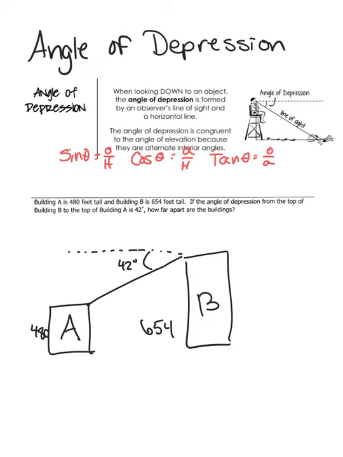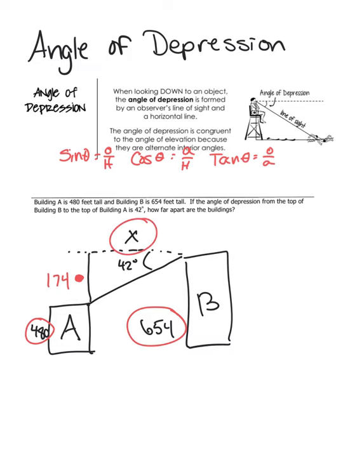And I want to know how far apart the two buildings are. So I'm looking for the horizontal distance. I also need to know what this distance here is, but I can find that. If one building is 654 feet tall and the other building is 480 feet tall, then doesn't that tell me that the difference between these two is 174? So I know that side. That's 174, and I'm looking for this side.